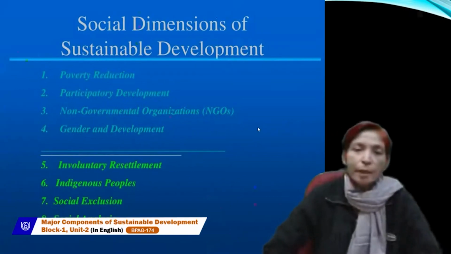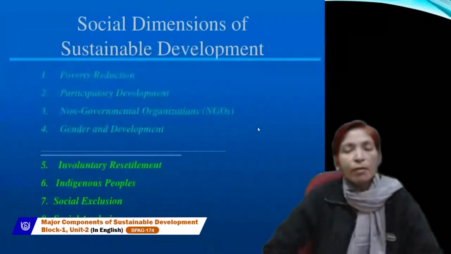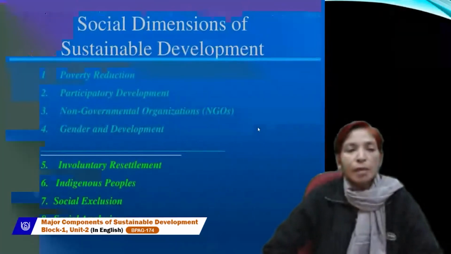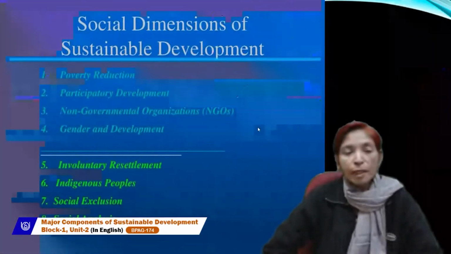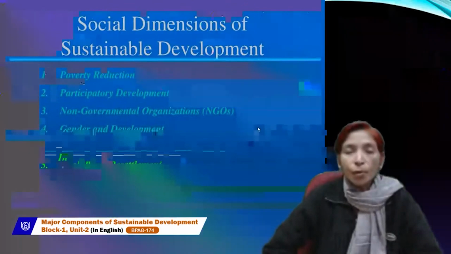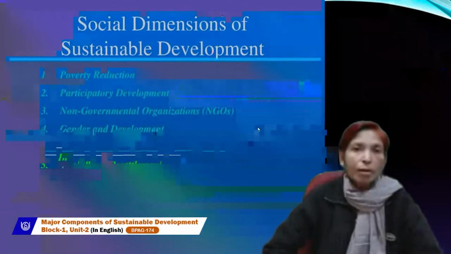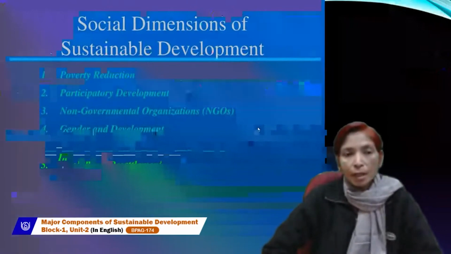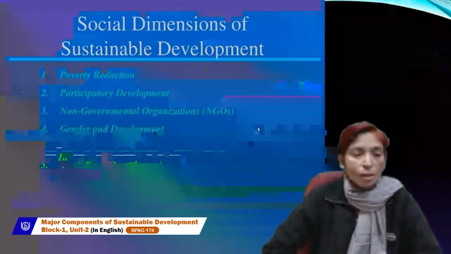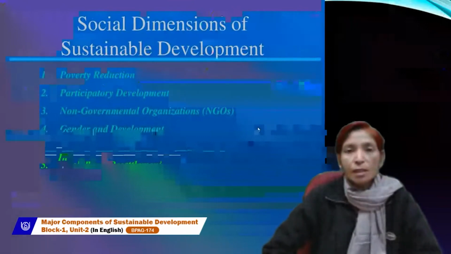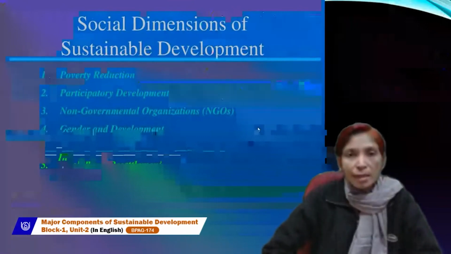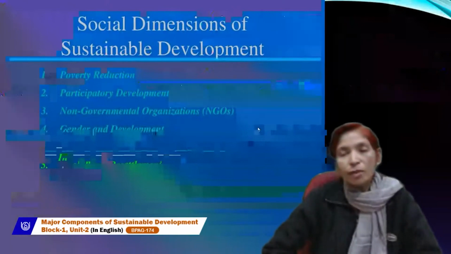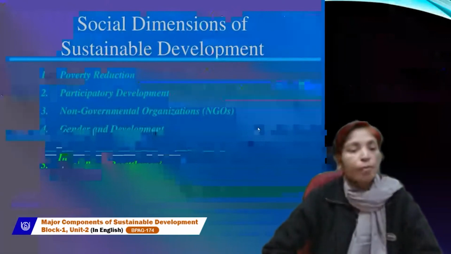Next is participatory development. Participatory development should also increase. It means each and every person should participate or give more contribution to the achievement of the country's growth. Next is NGOs, non-governmental organizations. Government should launch NGOs and should focus on these NGOs which are doing so many social welfare activities, mainly focused on the betterment of the country's people.